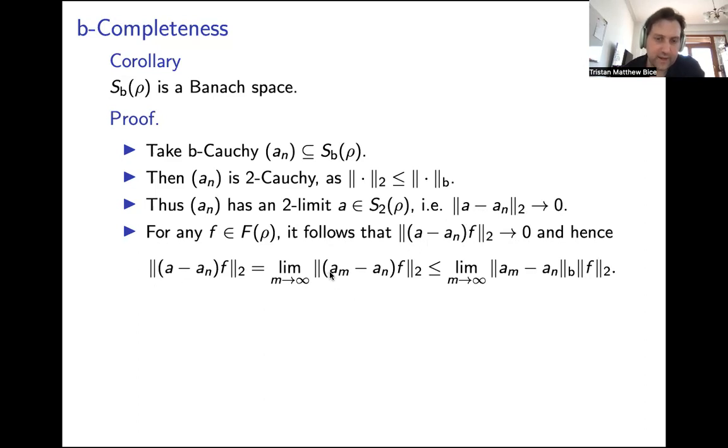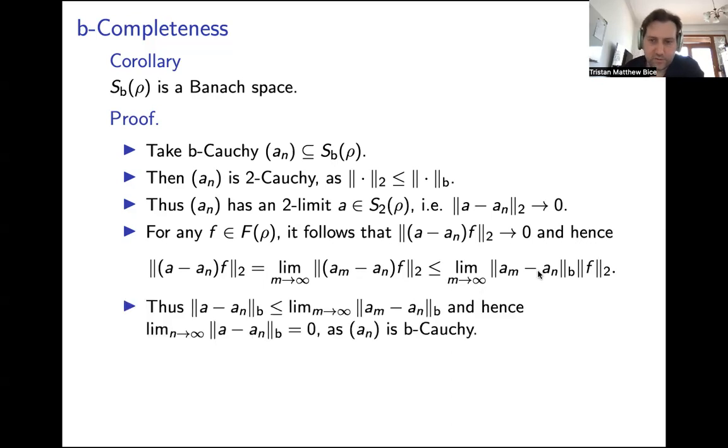So we know this is true, and what that tells you is that I can replace A here with a_m and just take the limit as m approaches infinity, at least when I'm restricting to a product with some finite element. So this 2 norm has to be the same as the limit as m approaches infinity. And now that we know f is finitely supported, by definition of the B norm, this has to be below the B norm of a_m minus a_n times the 2 norm of f. But again, this is Cauchy, right? So if this is true for all f, then by definition, the B norm of A minus a_n has to be below this limit here.